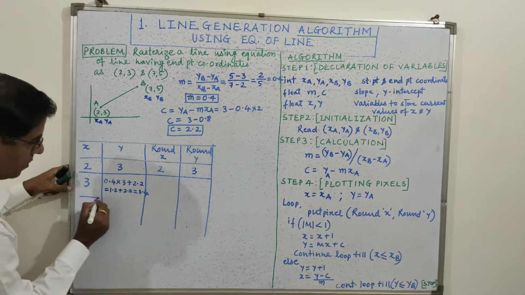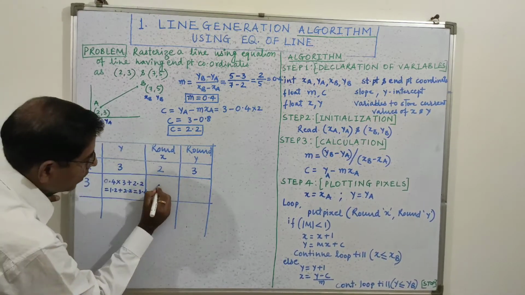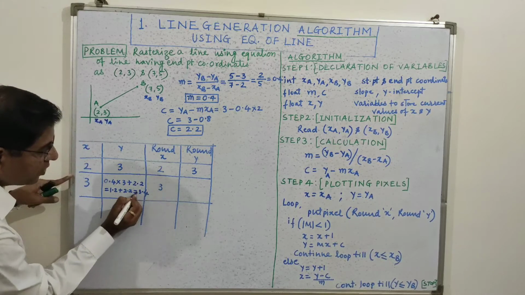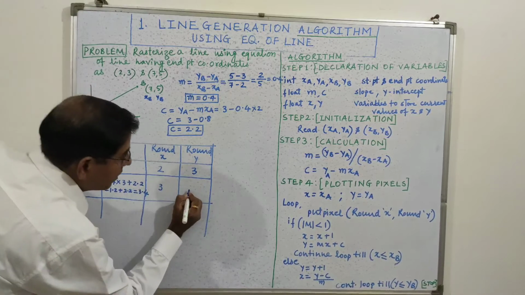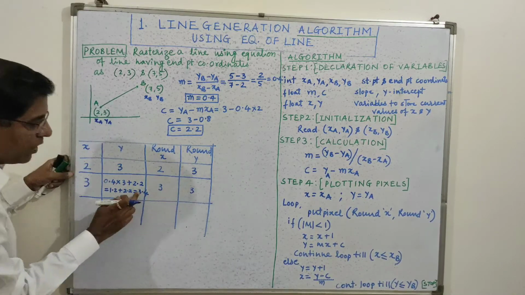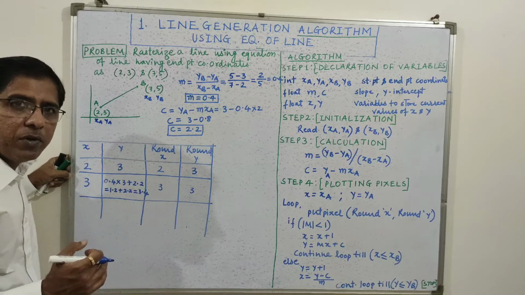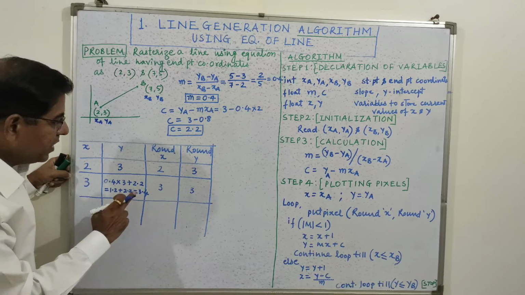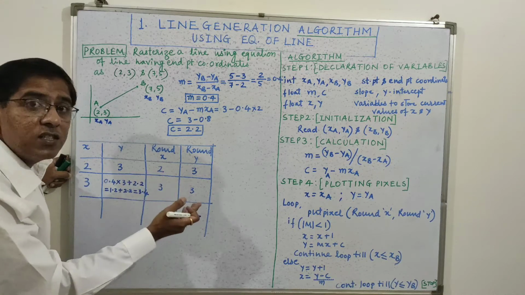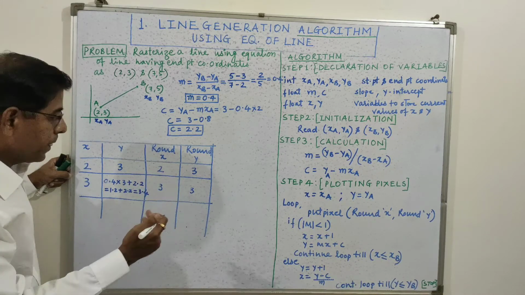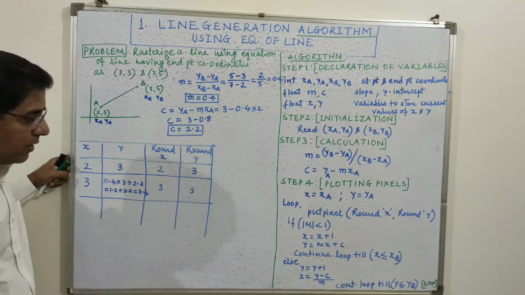Okay. So 3 is rounded as 3 only, and y, 3.4, is rounded as 3. Anything less than 3.5 will be rounded as 3, and anything more than 3.5 will be rounded as 4. So here 3.4 is rounded as 3.